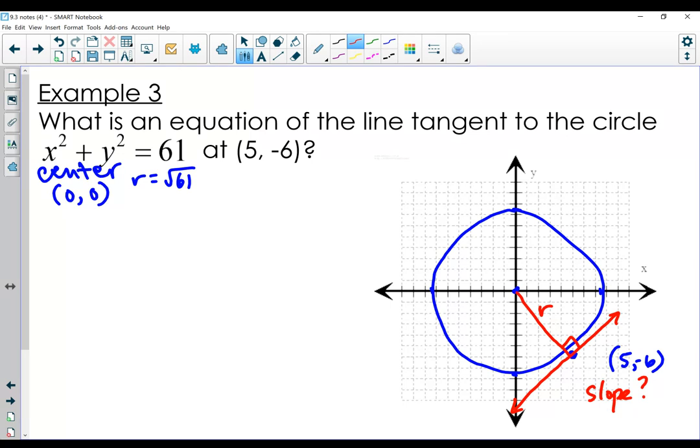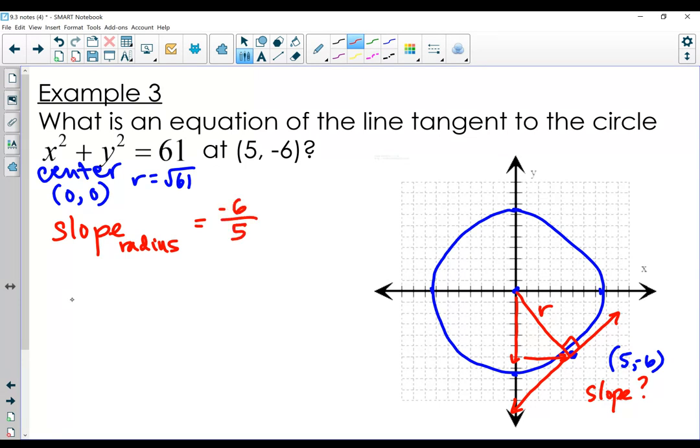So in order to find the slope of my tangent line, if I know it makes a right angle with that line connecting the center and the point on the circle, it makes a right angle with the radius, and I know that perpendicular lines have opposite reciprocal slopes. So first I'm going to find the slope for that radius connecting (0, 0) and (5, -6). I'm going to get that by counting down how many points and then over how many points. So it's down 1, 2, 3, 4, 5, 6, and over 5. I could have gotten that with the slope formula also.